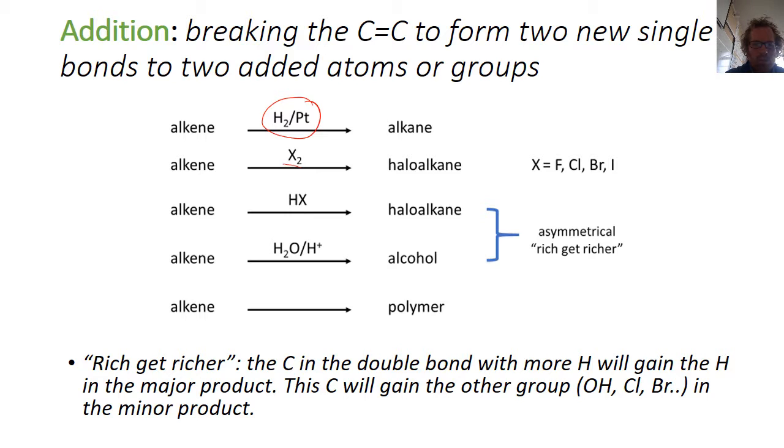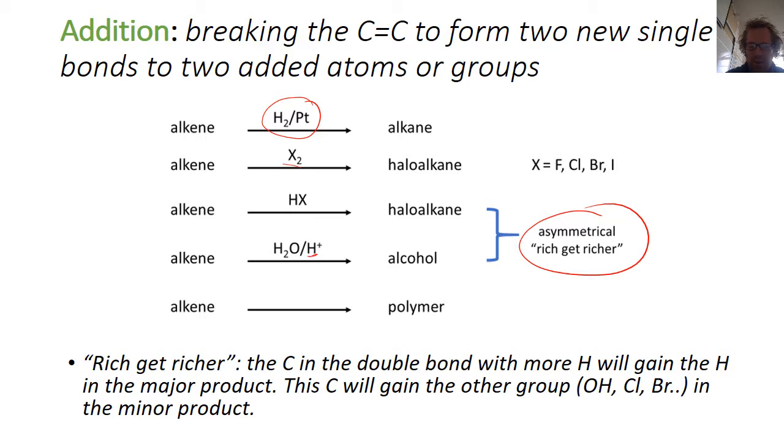We can add water across the double bond if we've got some acid there to catalyze it, and that makes an alcohol. Or you can make a polymer by reacting the monomer alkenes together. That's an addition polymerization. The two before that, remind ourselves that if we've got an alkene that's not symmetrical, that isn't the same on both sides, we get two products.